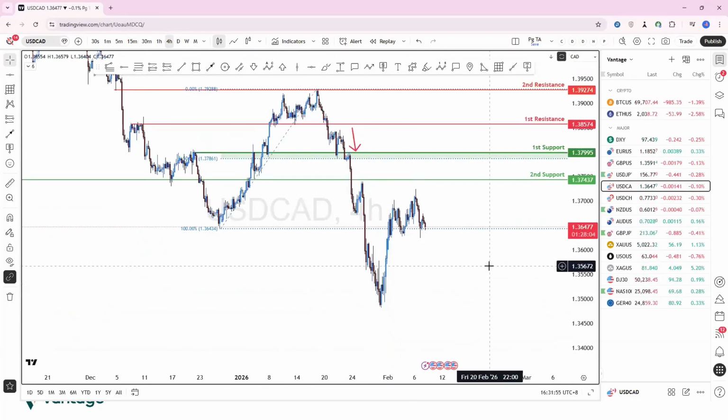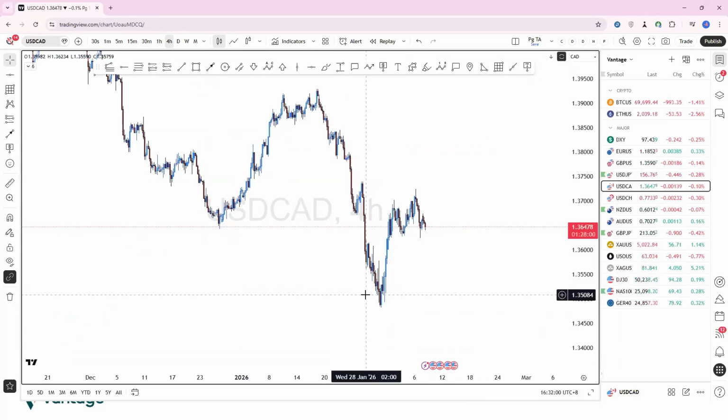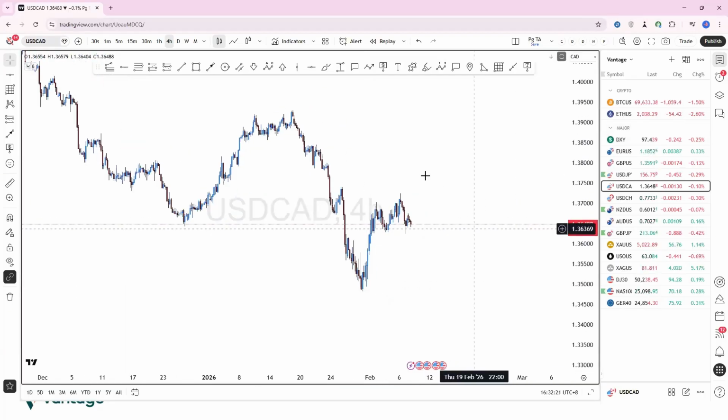Any of you guys still don't know how to look at the structure? Let me know. Can you tell me, do you prefer to have the setup using either SMC or support and resistance, or is it up to me? What strategy do you want?